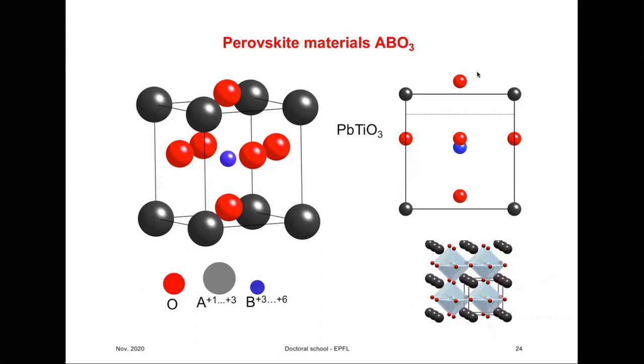We have already given some introduction to perovskite materials. An important feature of perovskite is this octahedron of oxygens, and much of the properties that I will explain are present actually because of this particular feature of perovskite materials.